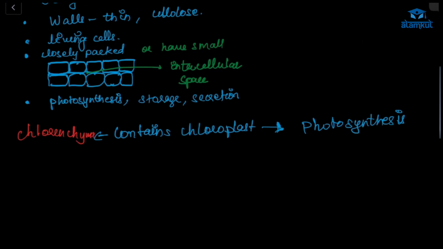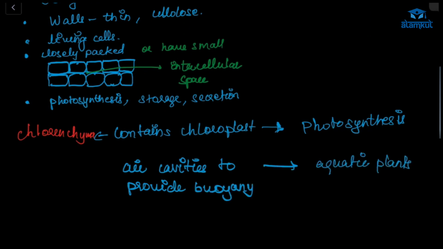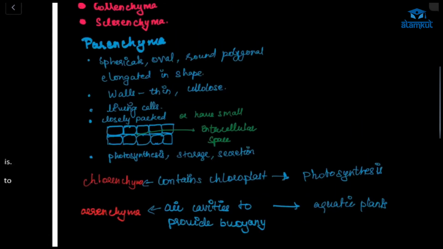Chlorenchyma. Now in the aquatic plants, some parenchyma cells have air cavities, which will provide buoyancy. Buoyancy means flotation, so that the aquatic plant can float. This type of parenchyma is called aerenchyma. So these all are the things about parenchyma.